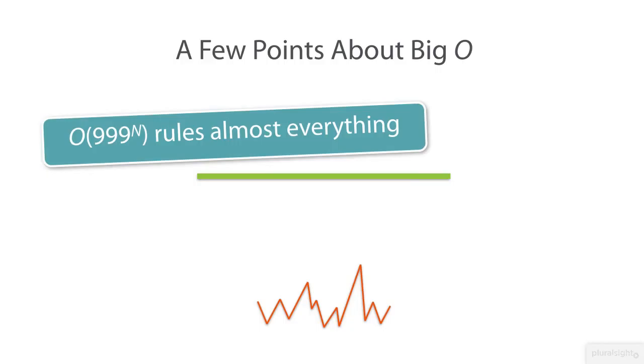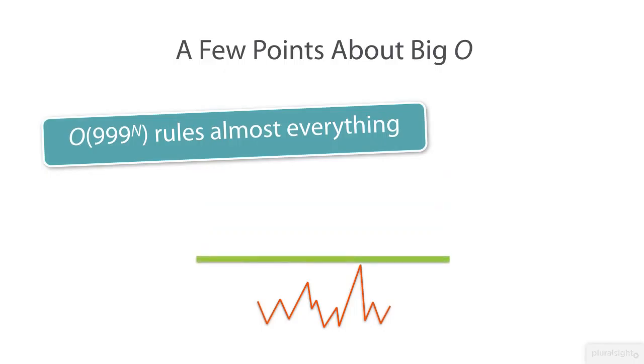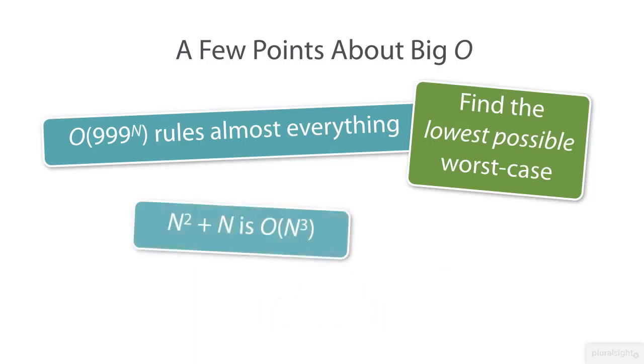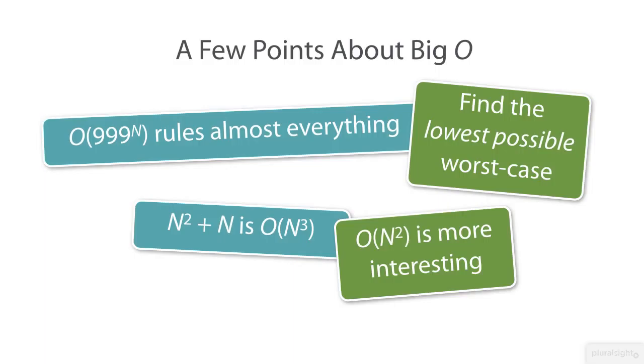Then it's certainly true that the green line is an upper bound to the graph. But just as you do not get much information if I tell you that my car drives at most 10 billion kilometers per hour, that green line does not provide much information as well. The upper bound is most useful if it is related to the actual worst case scenario. In general, we should try to find the lowest possible worst case. As an example, it is true that n squared plus n is big O of n to the power of 3. But big O of n squared is more interesting. And in general, we search for a so-called tight bound.